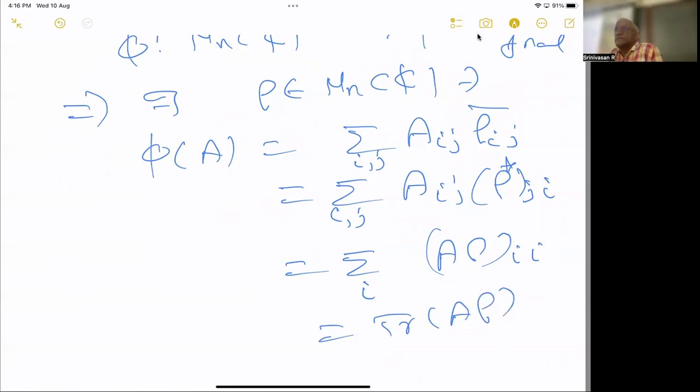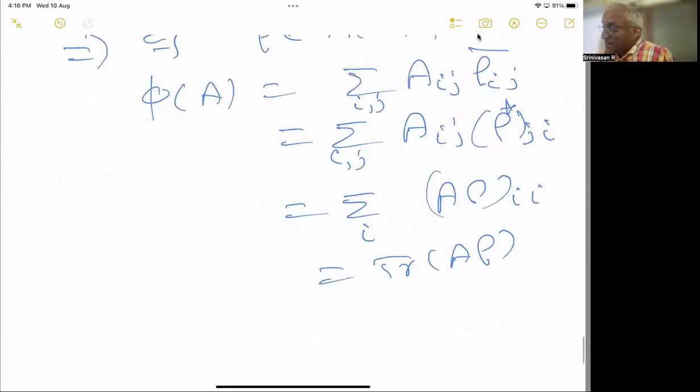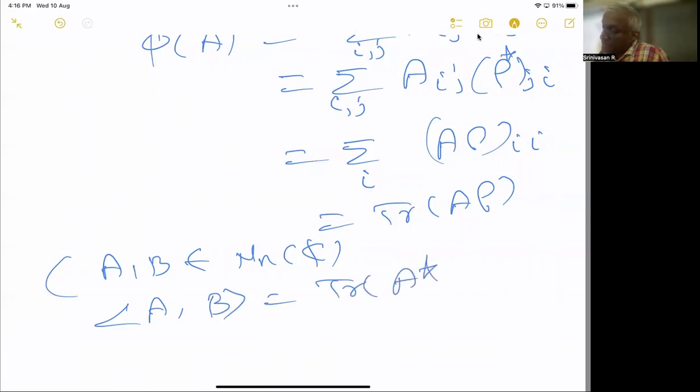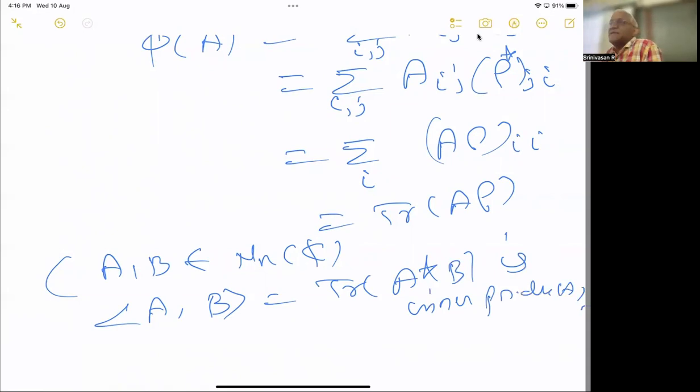So any linear functional on the matrix algebra Mn(C) is actually given by a rho, using this trace. It is indeed the case that if you have A, B in Mn(C), then the inner product of A and B equal to trace of A star B is an inner product. I am just using this fact. It is the same inner product on Cn square, the sum of all those A ij, B ij.